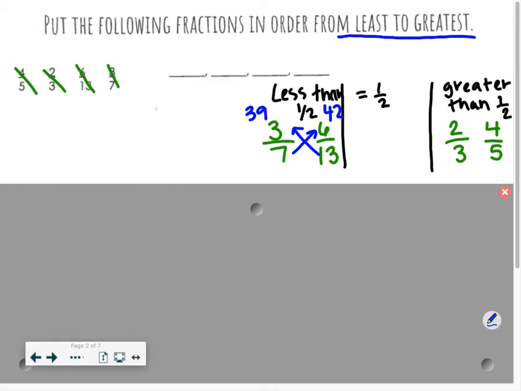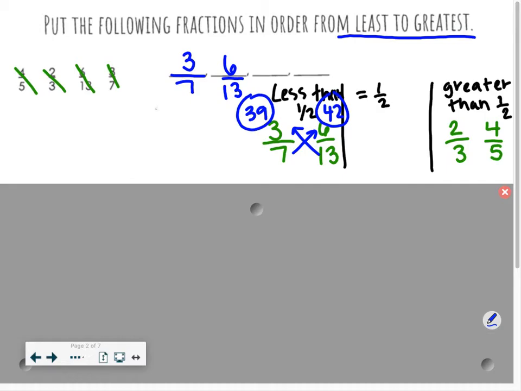So these are my smallest fractions, and I'm trying to order them from least to greatest. So what is the least fraction I have on this list, Addison? 3/7, right? Because 39 is smaller than 42. So 3/7 is going to come first. Now, what do I already know is the next biggest? Because I have them grouped. 6/13. They were pretty close, but 6/13 was greater, so it's got to come next on the list. So we already have half of our fractions ordered.